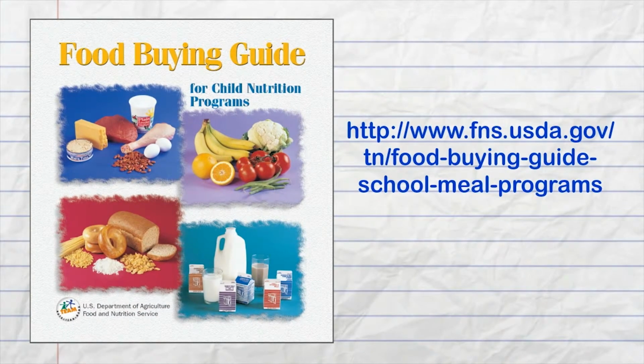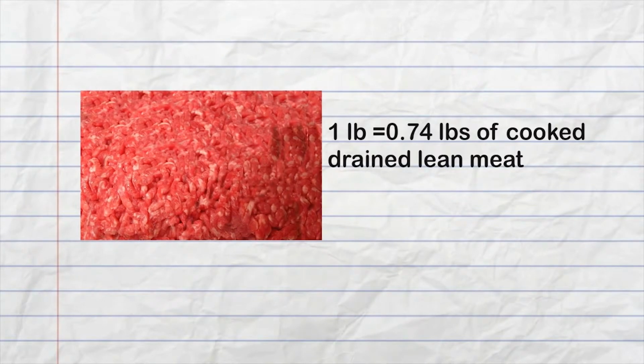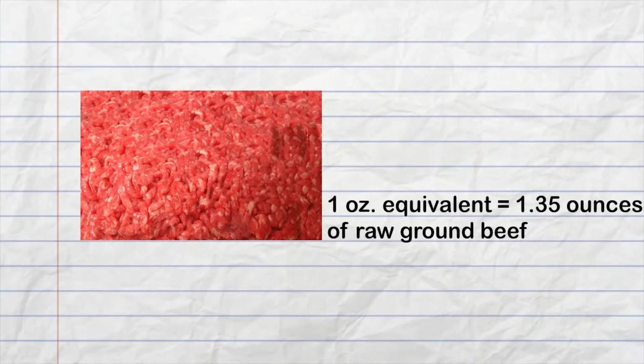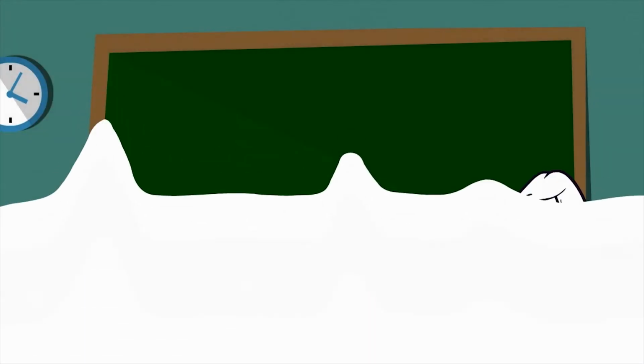In the Food Buying Guide, you will find how to credit items such as yogurt, peanut butter, and beans, in addition to how to credit raw meat such as ground beef, as well as cooked products such as ham. To look at raw ground beef, 1 pound of raw ground beef with 20% fat equals 0.74 pounds of cooked, drained lean meat. This means that in order to serve 1 ounce equivalent of meat, you would need to start with 1.35 ounces of raw ground beef.